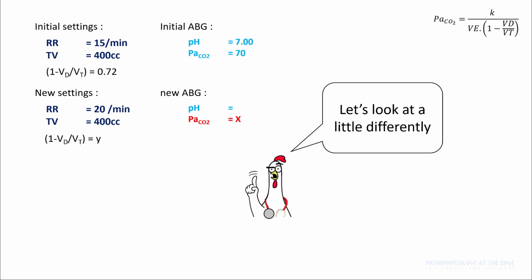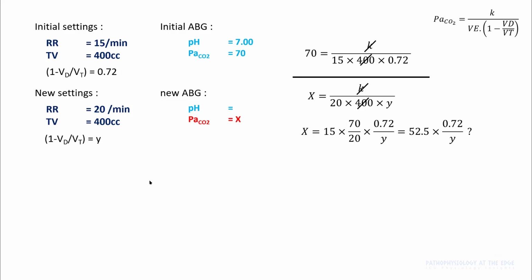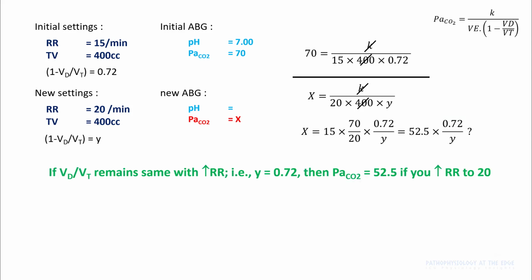So let's look at it a little differently. Instead of figuring out our target pH, we'll say let's set our new respiratory rate at 20 and see where we end up, and our new 1 minus VD by VT is now Y. So we get another two equations, and dividing both equations, we can remove a lot of constant terms and write X as a form of Y, which will be equal to 52.5 multiplied by your original dead space divided by Y. So pay attention here. If your VD by VT remains the same with increasing rates, that means your Y remains at 0.72, then your arterial CO2 will come out to be 52.5 if you increase your rate to 20. And this is usually seen in normal patients or patients with dead space from vascular obstruction.